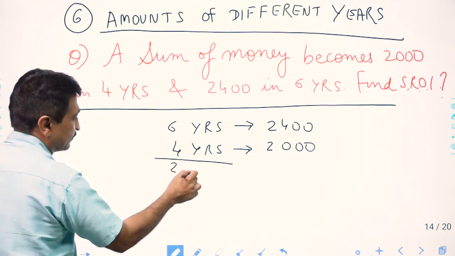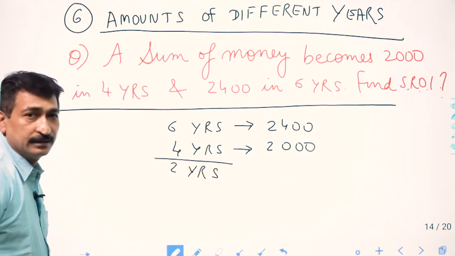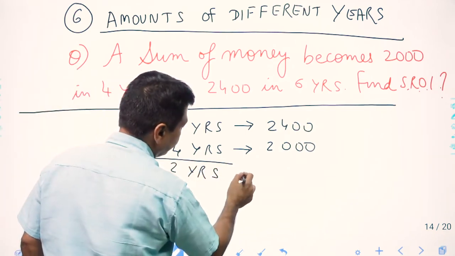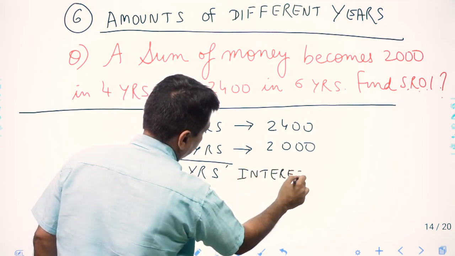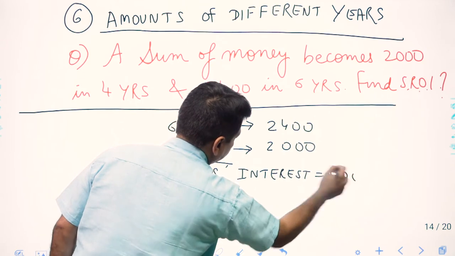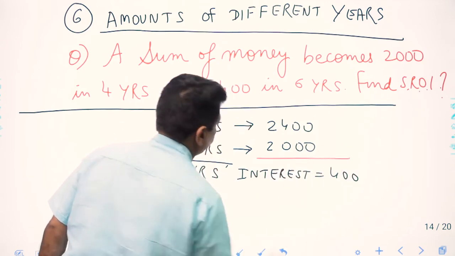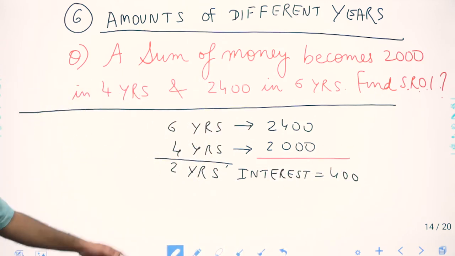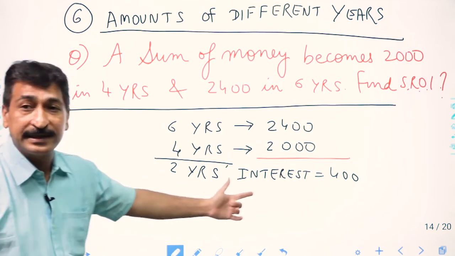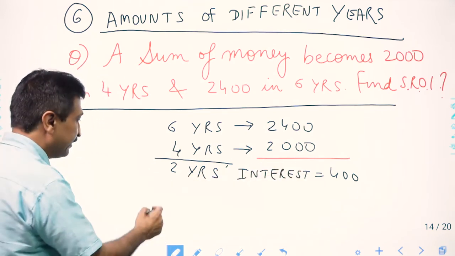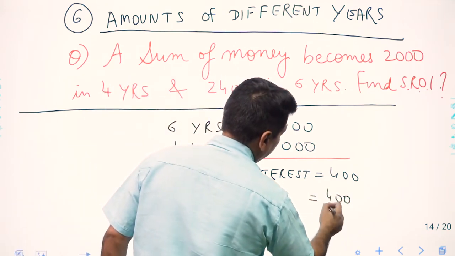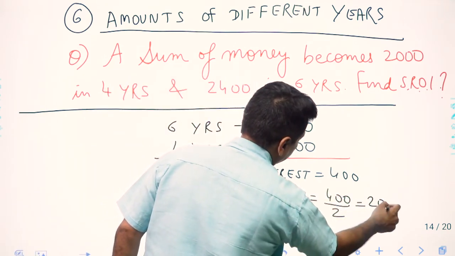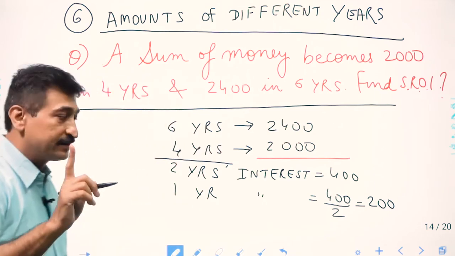in 2 years the money has risen by 400 rupees. So interest of 2 years is 400. So what is the interest of 1 year? 1 year interest is 400 divided by 2, which is 200. 1 year's interest is 200.